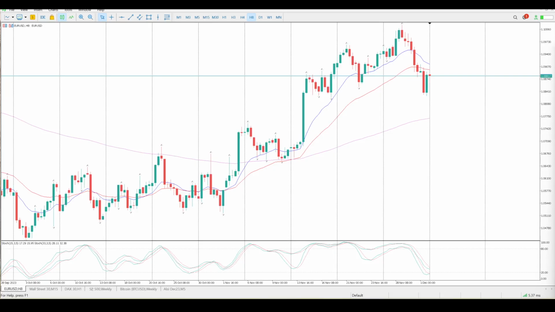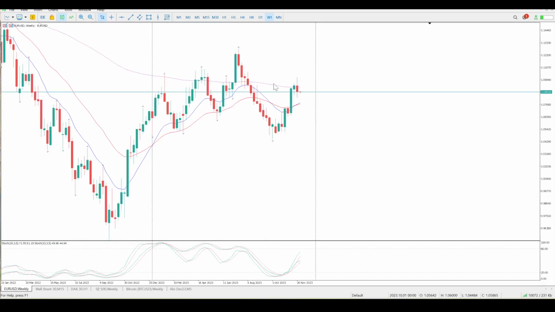So starting off on the 8th hour, juicy, beautiful inside bar here. However, the weekly was a bit of a rejection bar off the 155. We do have a crossover of the moving averages, so strong possibility of us looking for support lower down. We have tagged it already. You can see that's the level there.